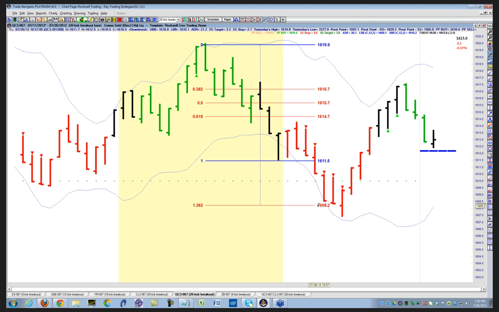So it doesn't really matter what market you're trading. I mean, this works in any market. So what about winning percentage and all the good stuff?